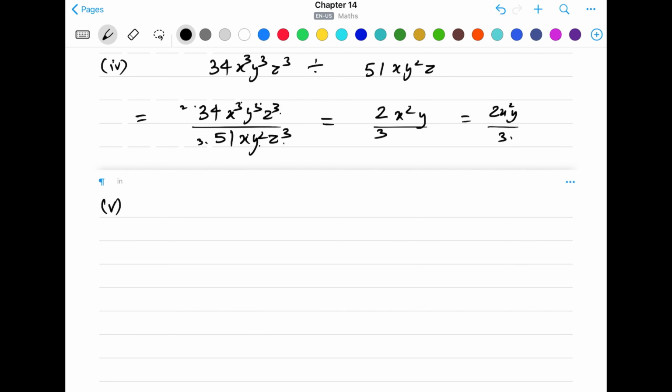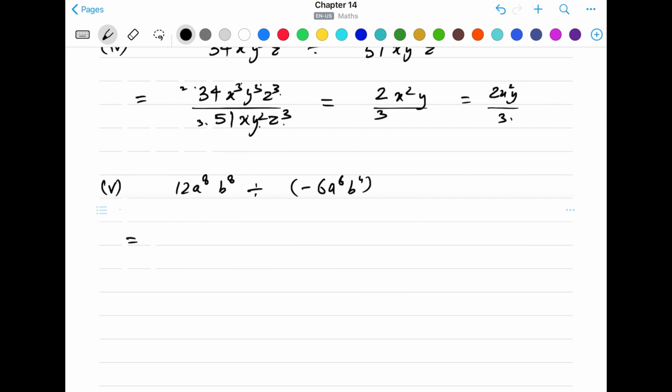We have 12a power 8 b power 8 divided by minus 6a power 6 b power 4. Let's write them in division form first. We have 12a power 8 b power 8 divided by minus 6 a power 6 b power 4.